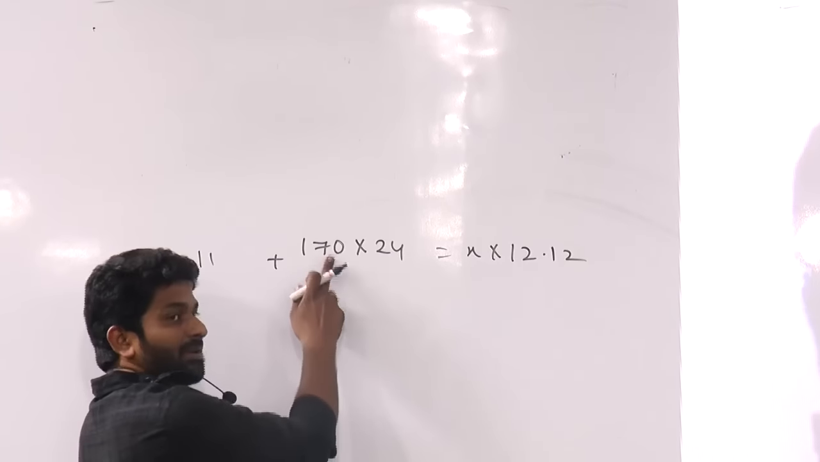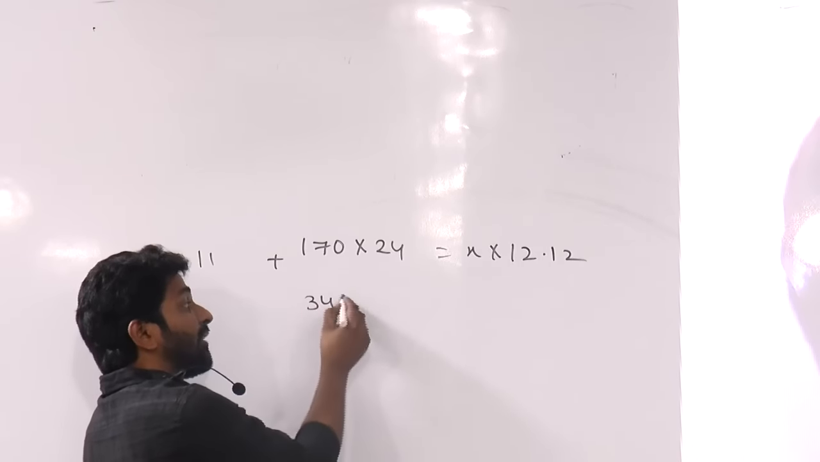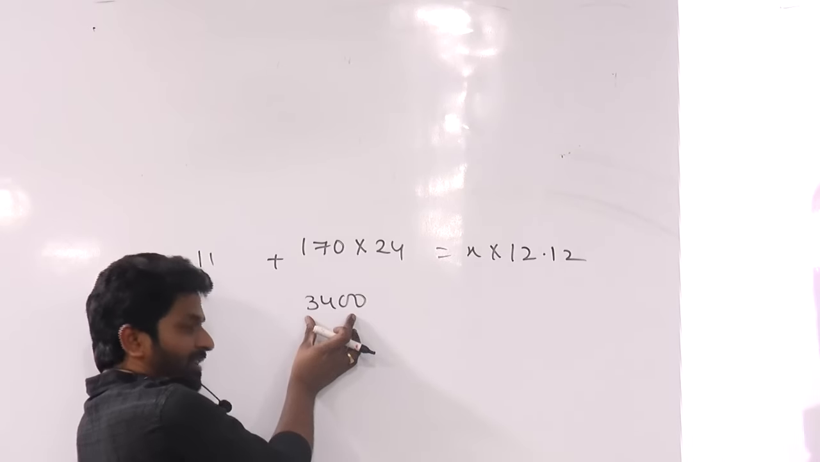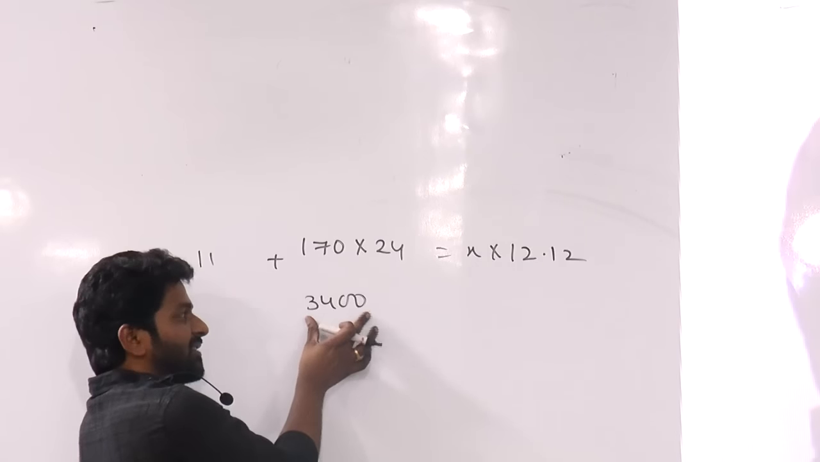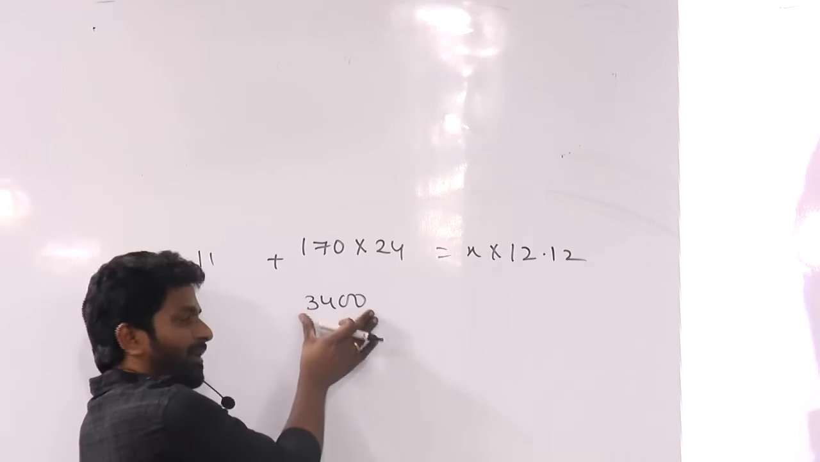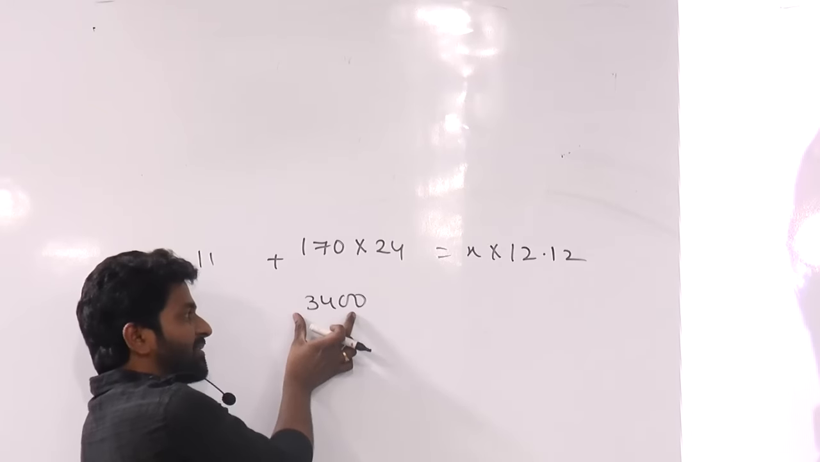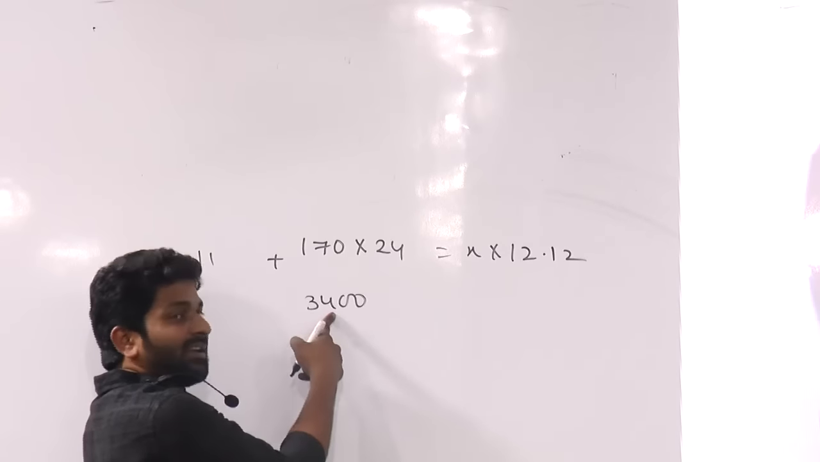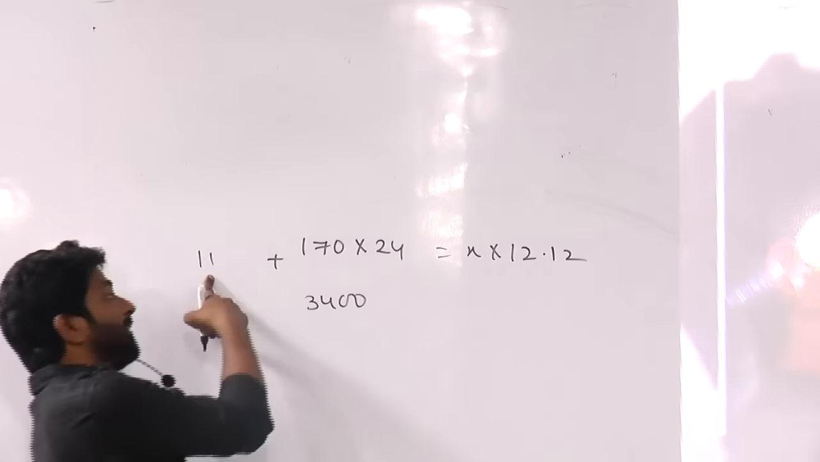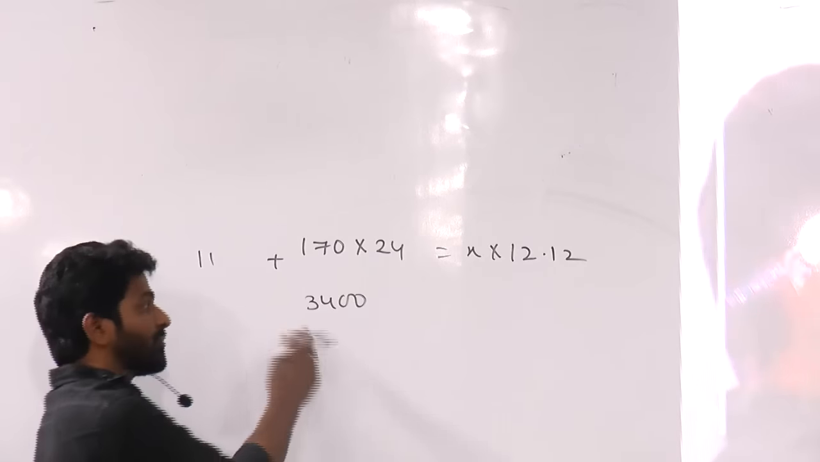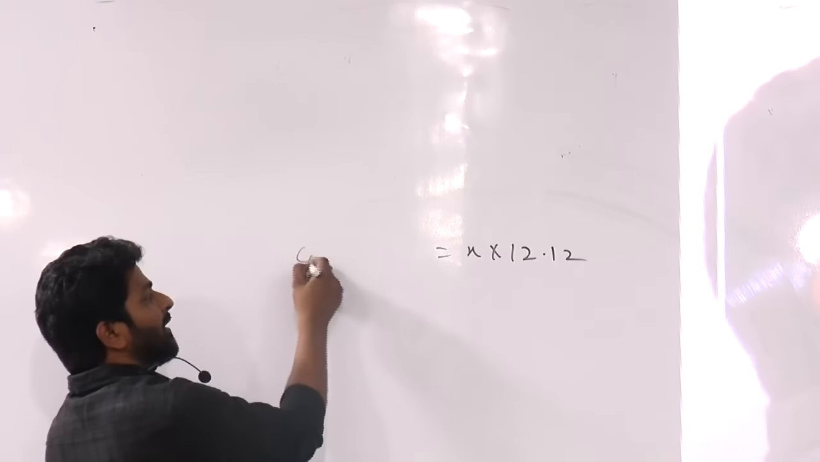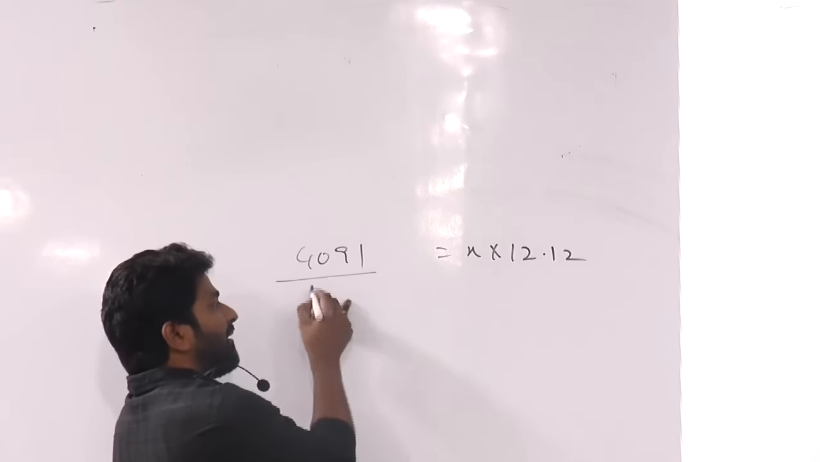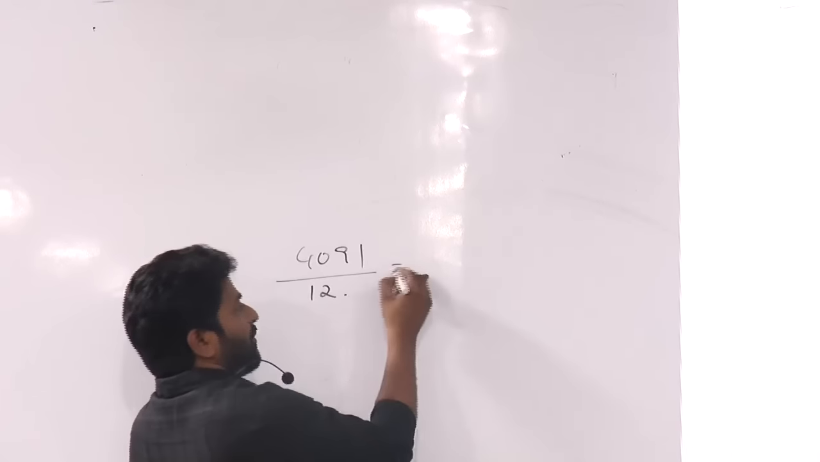10 times of this number 1700. 20 times 3400. Again I need to calculate 4 times. 4 times will be 20% of this. Because this is 20 times, 4 times will be 20% of this. 10% is 340, and then you need to add 680. Add 600, 4000, 80 plus 11, 91. So total 4091 divided by 12 point something, which is equal to x.